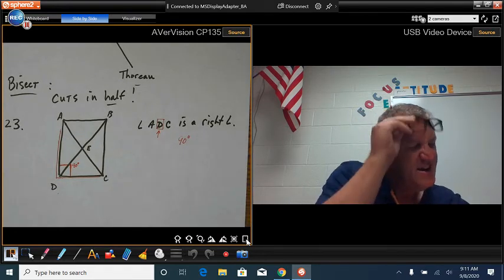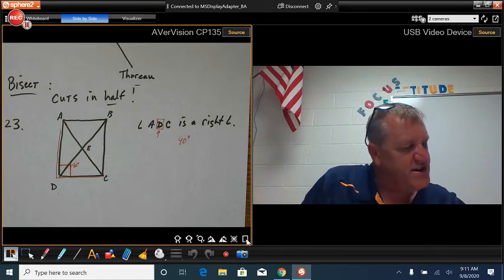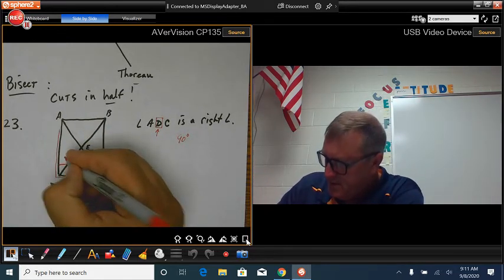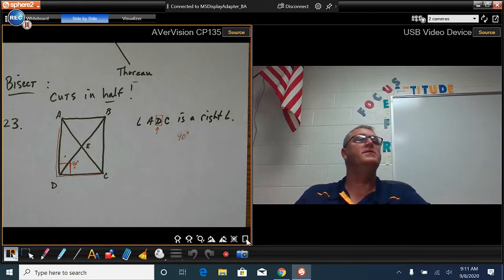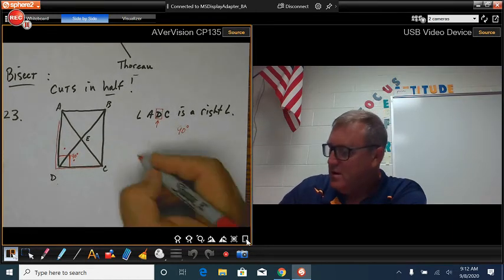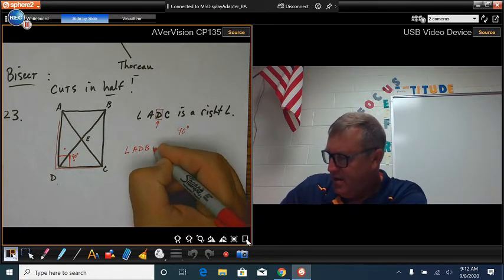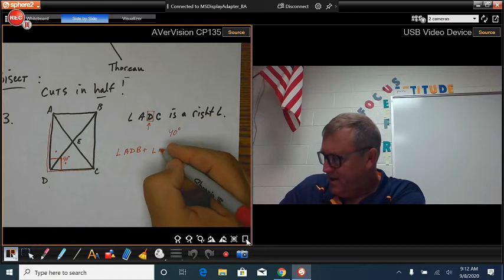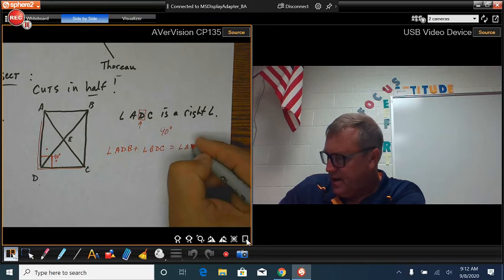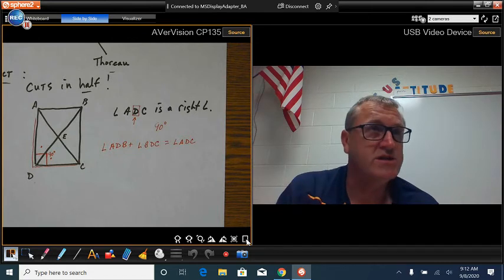All right, what else does it say? It says that measure of angle BDC is 32 degrees greater than ADB. Okay, that means these two, this one and this one. Now I'm going to do something that we've talked about, but not today. So we know that angle ADB plus angle BDC is equal to angle ADC. That's called the angle addition postulate.